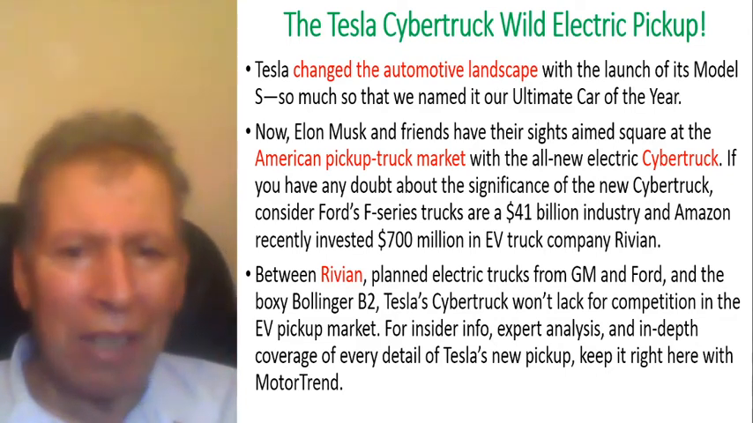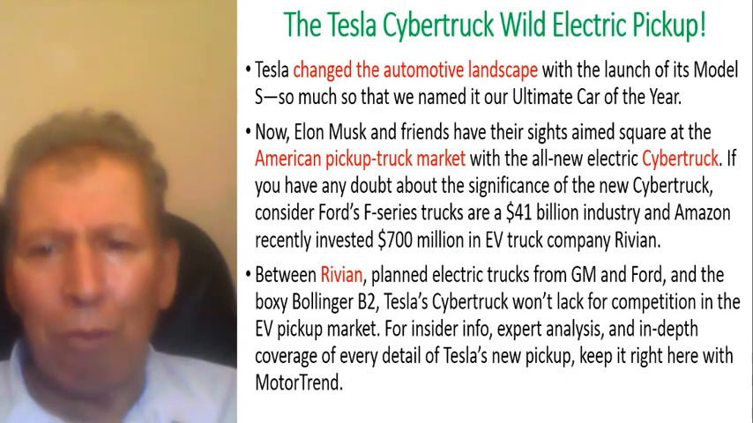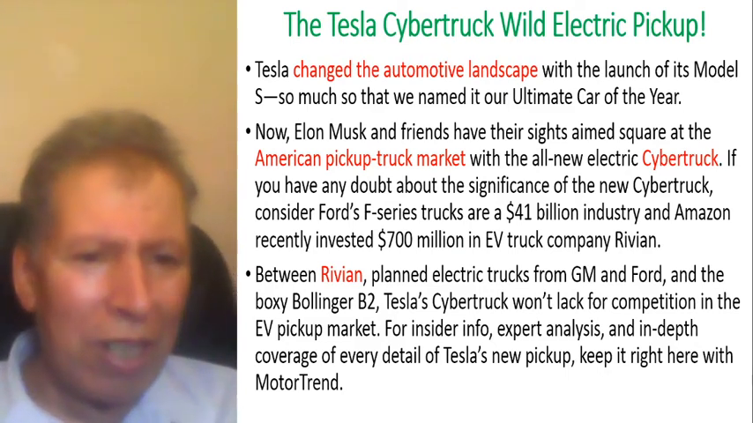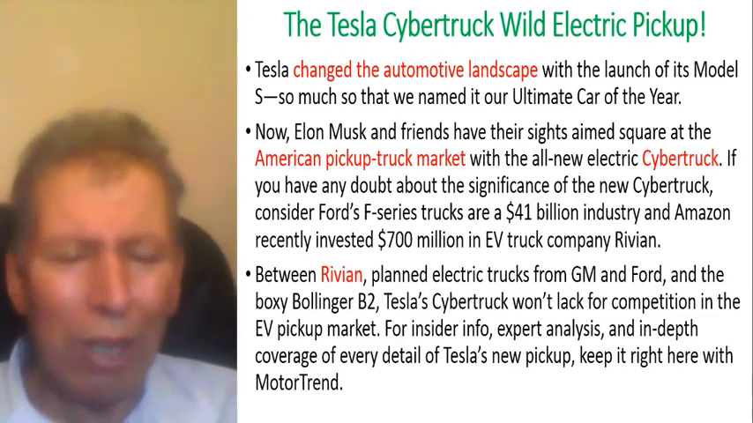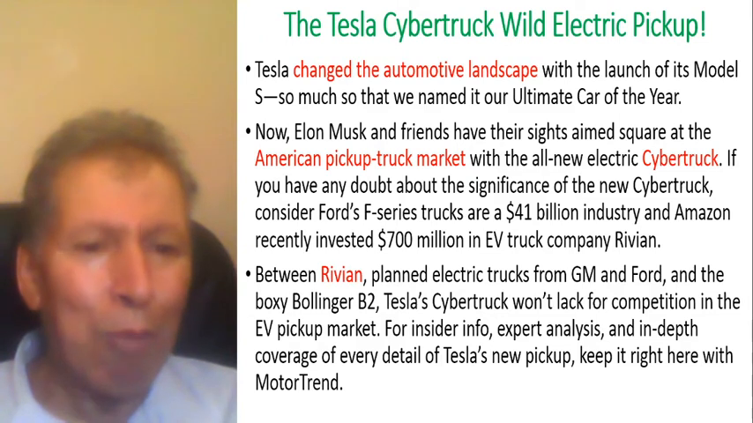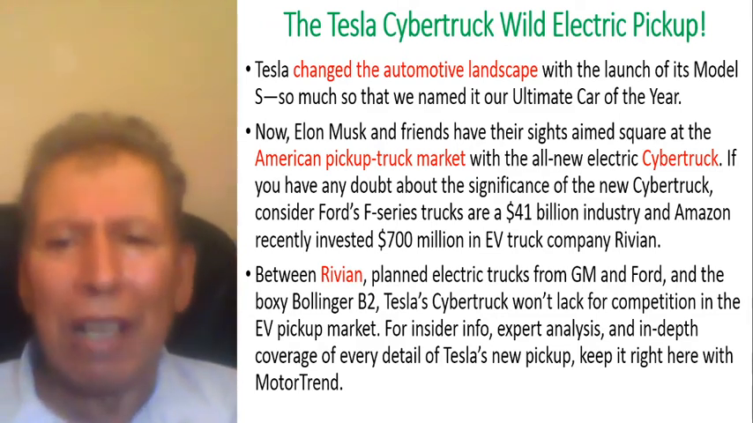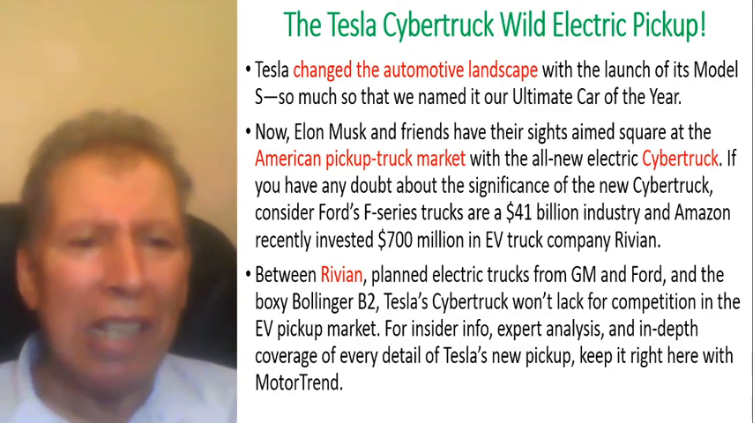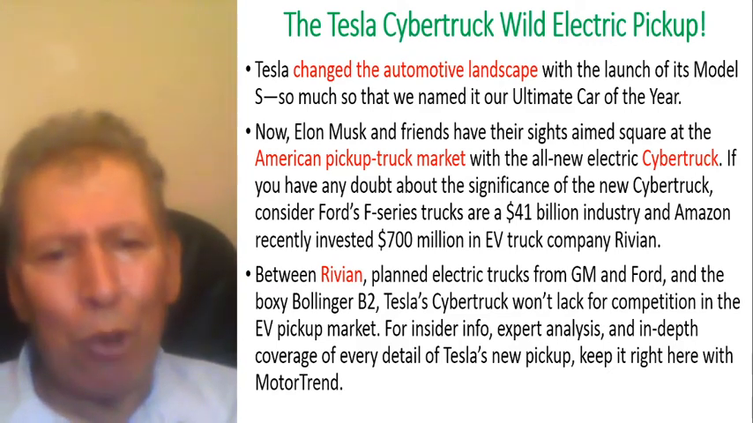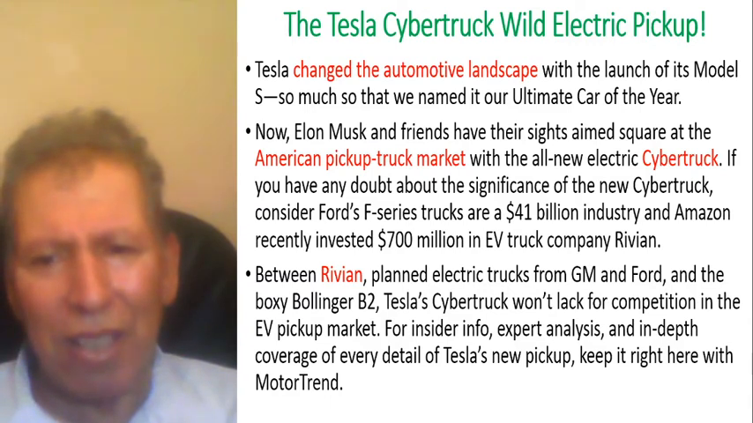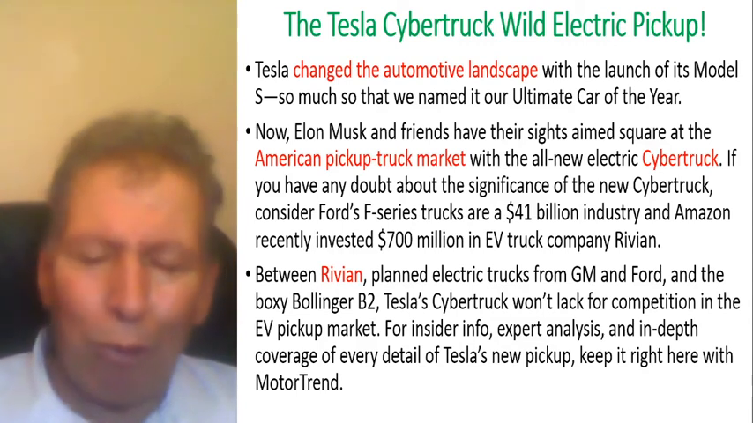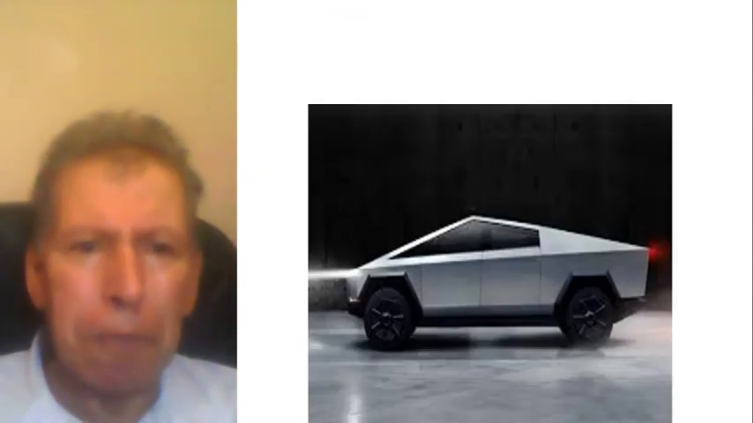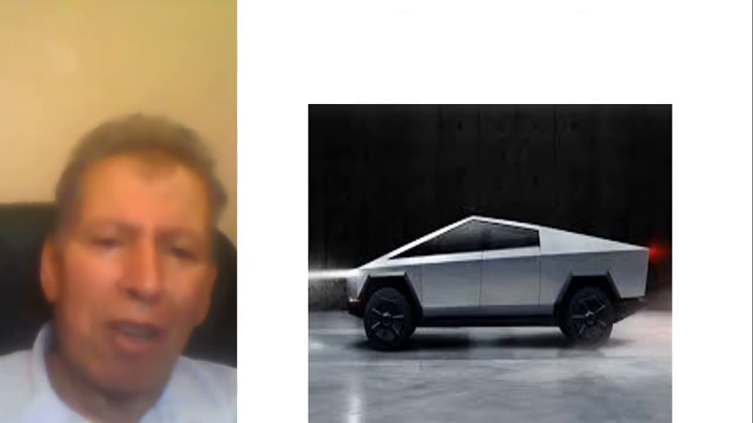Between Rivian, the planned electric truck from General Motors and Ford, and the boxy Bollinger B2, can B1 or can B2. There is B1 and B2 from Bollinger. It's another car constructor. Tesla Cybertruck won't lack for competition in the EV pickup market. For insider information, expert analysis, and in-depth coverage, you can read about that, of course, on their websites.